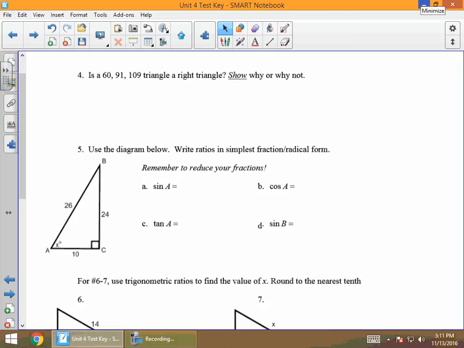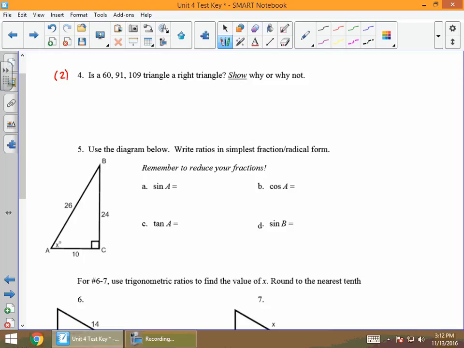Welcome to video 2. Video 2 is going to be page 2 of the Unit 4 test. This page is worth 11 total points. Let's show where the points are distributed. Question number 4 is going to be worth 2 points. Question number 5 is going to be worth 4 points.